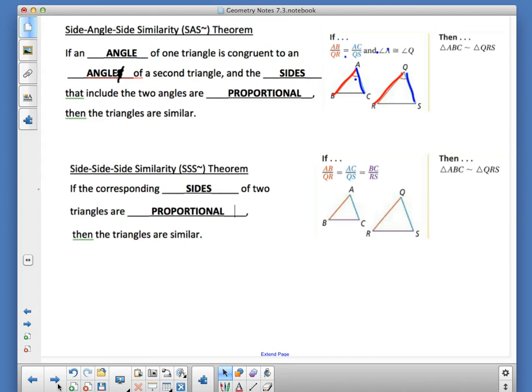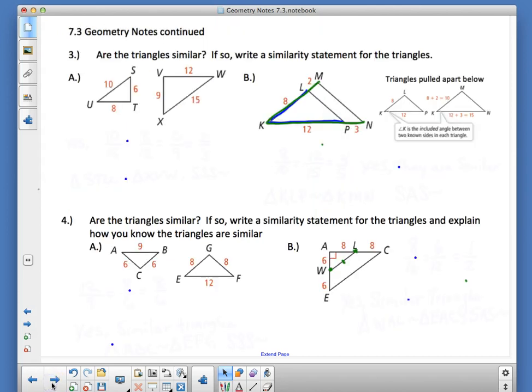Questions about these so far? If I'm going to use side-angle-side similarity, angles have to be congruent and the sides are proportional. If I'm going to use side-side-side similarity, all the sides are proportional. So in 3A, I've got three sides, right? I don't have any angles. I'm going right for the side-side-side comparison.